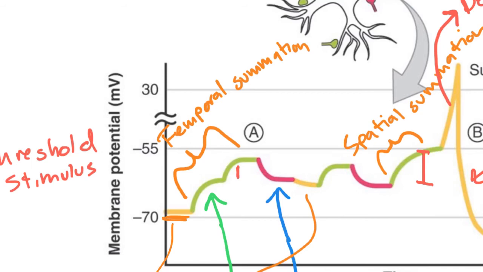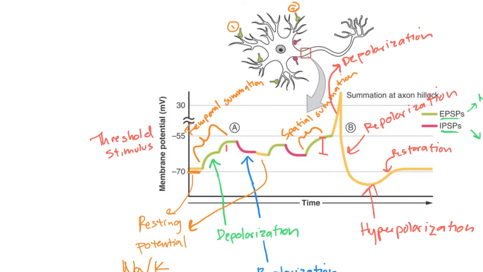So the example I gave before was spatial summation of an EPSP and an IPSP. But if they're both EPSPs, then it's both going to go up. Yes, you got it. So this is spatial summation of 2 EPSPs, right? No, these are both excitatory. It's only inhibitory if it's going to go down. So all these pink ones are inhibitory.